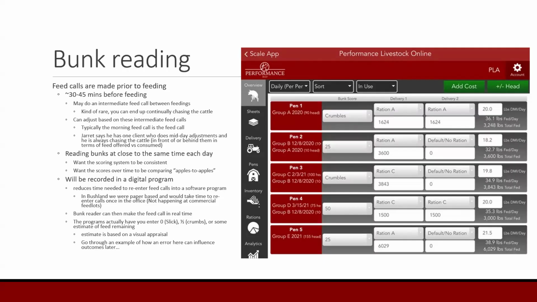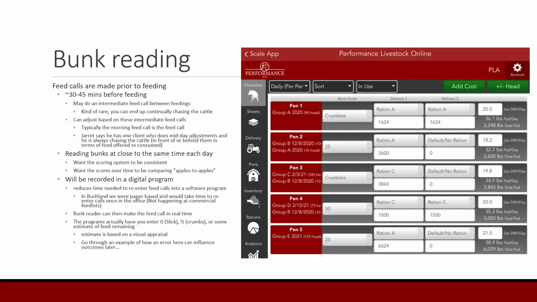Okay. So reading bunks at close to the same time each day is very important. You want this scoring system that you're using to be consistent from day to day. Bunk reading is going around making the scores. Feed calls is actually determining how much feed you'll want to deliver to the animal. So you want your bunk scoring to be done the same so that your feed calls can be consistent. Okay, you want to compare apples to apples throughout the day.